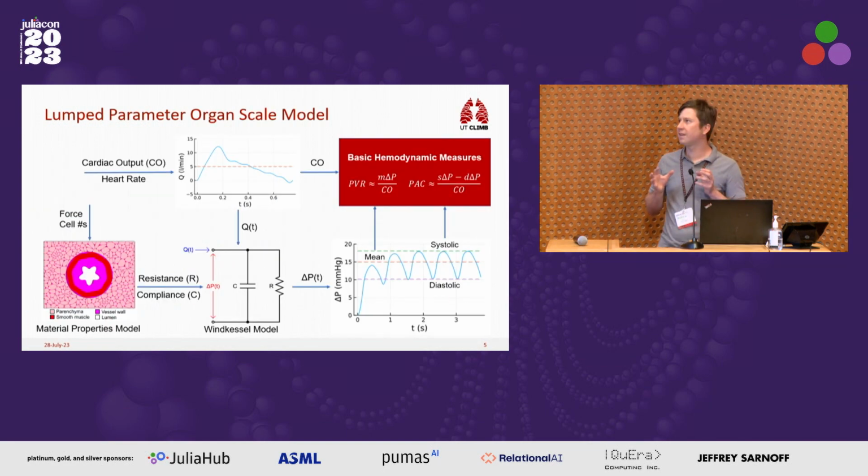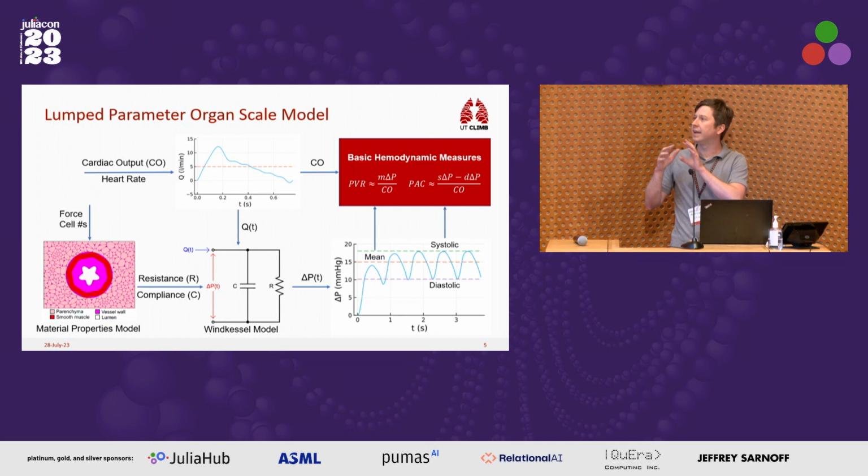The organ scale model is a lumped parameter model. It's what's called a Windkessel model. Basically, we feed the force and the cell number from our cell scale model into a very basic material model and get resistance and compliance. And then from the patient's cardiac output and their heart rate, we can also get flow rate through the arteries.